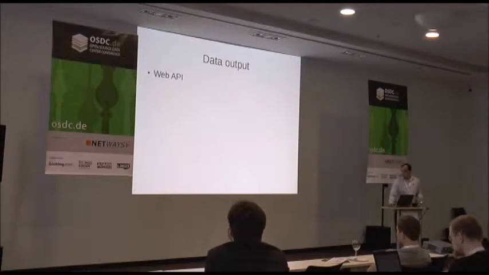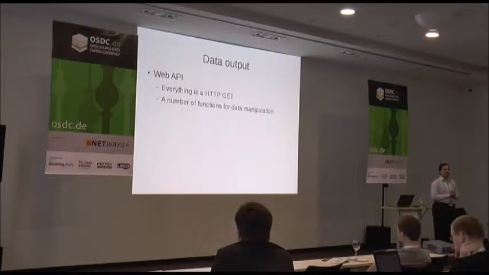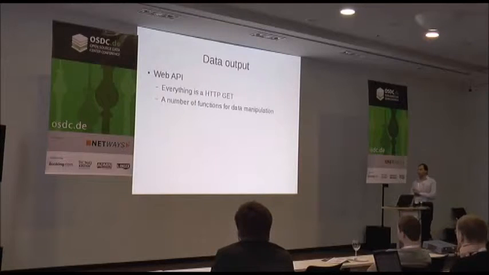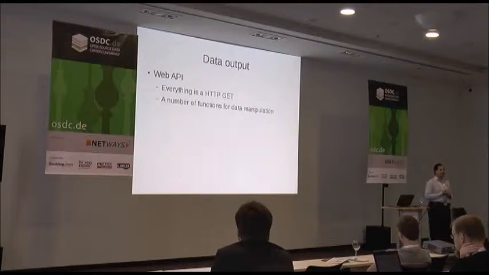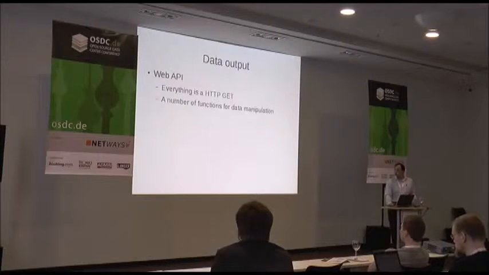Right, so the output web API, everything is an HTTP GET. This makes for some horrible, horrible URLs. And we have run into the size limitation of a web server that says your GET request can only be so big. No, damn it. We need more. And it offers you a number of functions for data manipulation. I'm assuming most people can go look up the front end or the API. It's easier than spending time describing that.